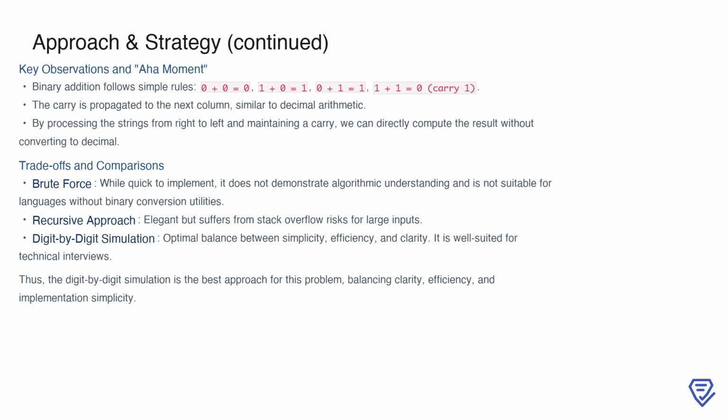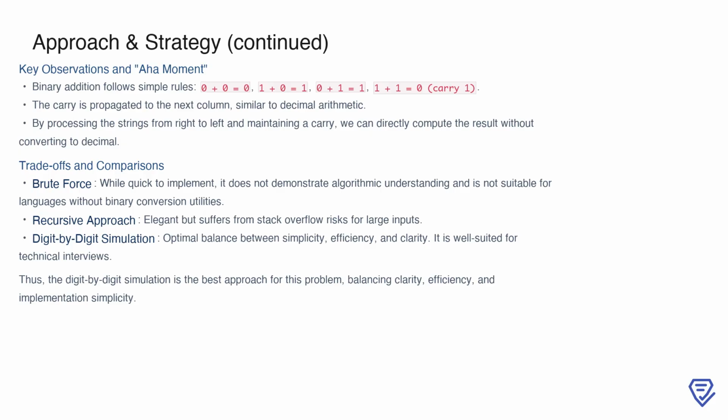When solving this problem, it's essential to understand a few key observations about binary addition. The basic rules are simple: 0 plus 0 equals 0, 1 plus 0 equals 1, 0 plus 1 equals 1, and 1 plus 1 equals 0 with a carry of 1. This carry propagates to the next column, just like in decimal addition. By processing the binary strings from right to left and maintaining a carry throughout, we can directly compute the result without needing to convert the strings to decimal.